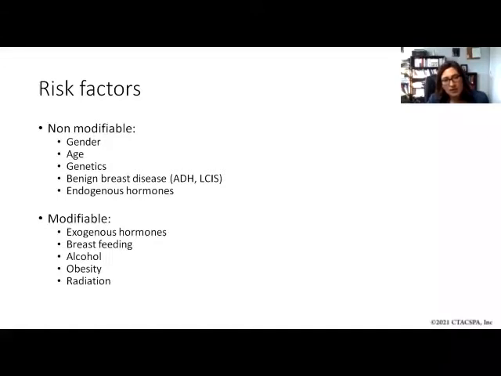Alcohol intake. Alcohol is a known risk factor for breast cancer, the less the better. Obesity, again, because fat cells can produce estrogen. And previous radiation exposure. And with that, we especially think about mantle radiation for patients who had lymphomas in their childhood. Those patients have an extremely high risk for breast cancer in the future and should also qualify for high-risk screening.